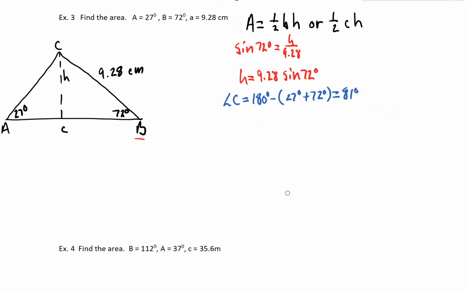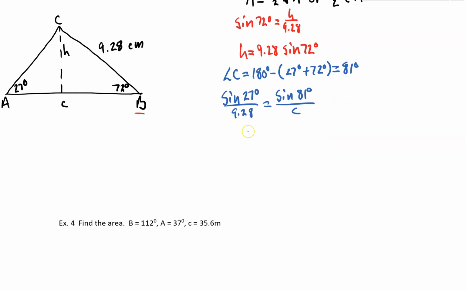So now that I have my angle measure, I'm going to use my law of sines. To solve this, I'm going to use A and the length across from it. So sine of 27 degrees over the side opposite, 9.28, is going to equal sine of 81 degrees over little c, because that's the length that I need. Rewriting it all, little c is equal to 9.28 sine of 81 degrees, all of that over sine of 27 degrees.